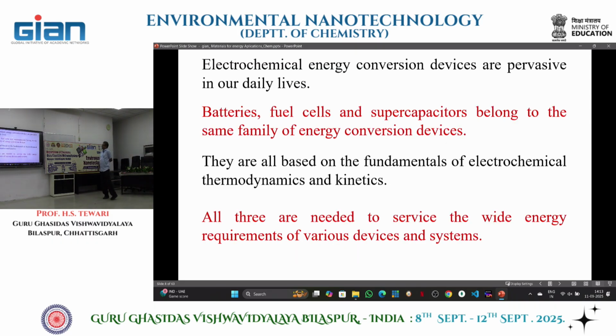So electrochemical conversion devices are pervasive in daily life. Batteries, fuel cells, supercapacitors belong to the same family of energy conversion devices. They are all based on fundamentals of electrochemical thermodynamics and kinetics. More chemistry is needed. All three are needed to serve the wide energy requirements of various devices and systems.